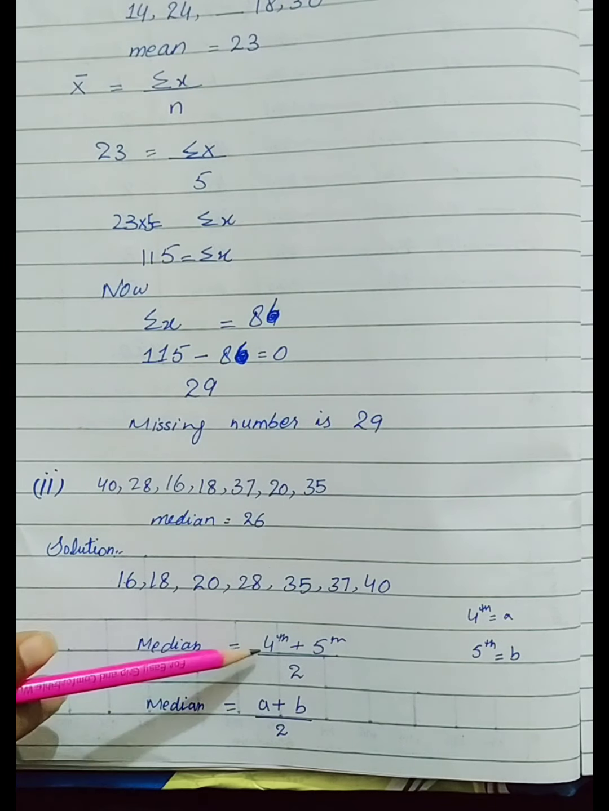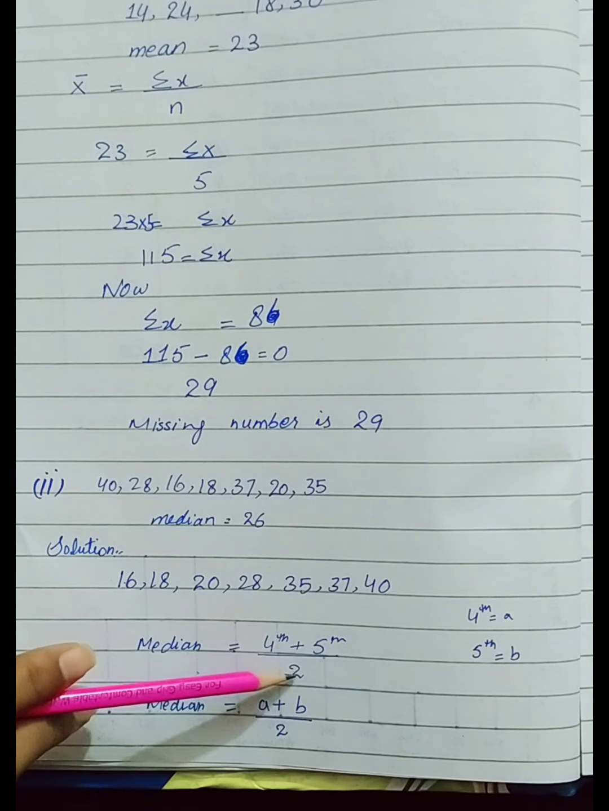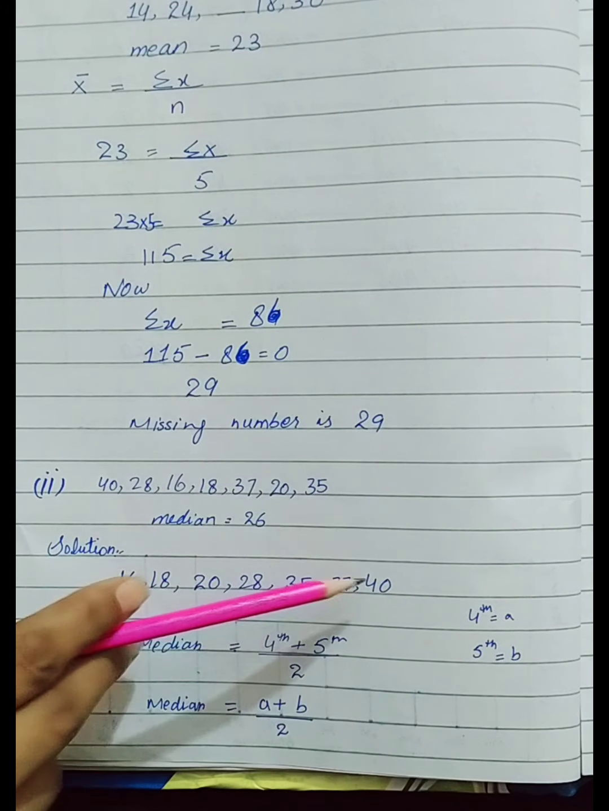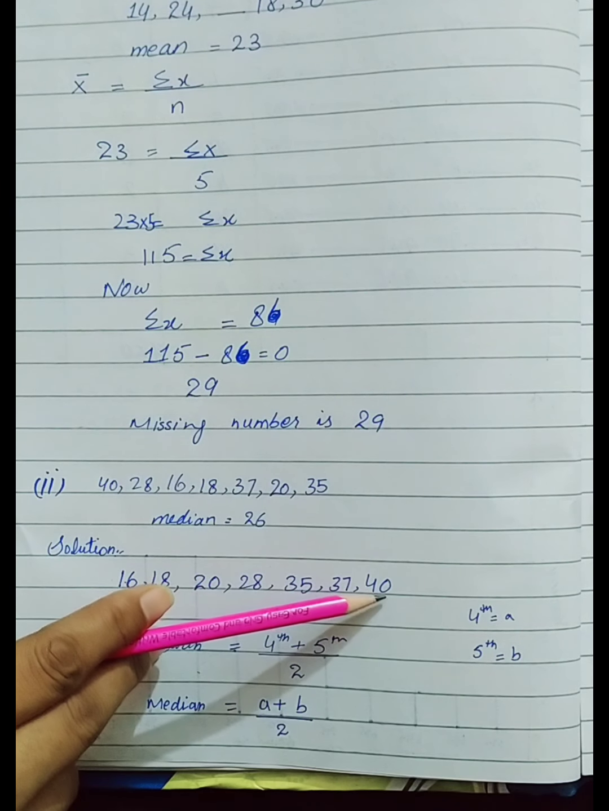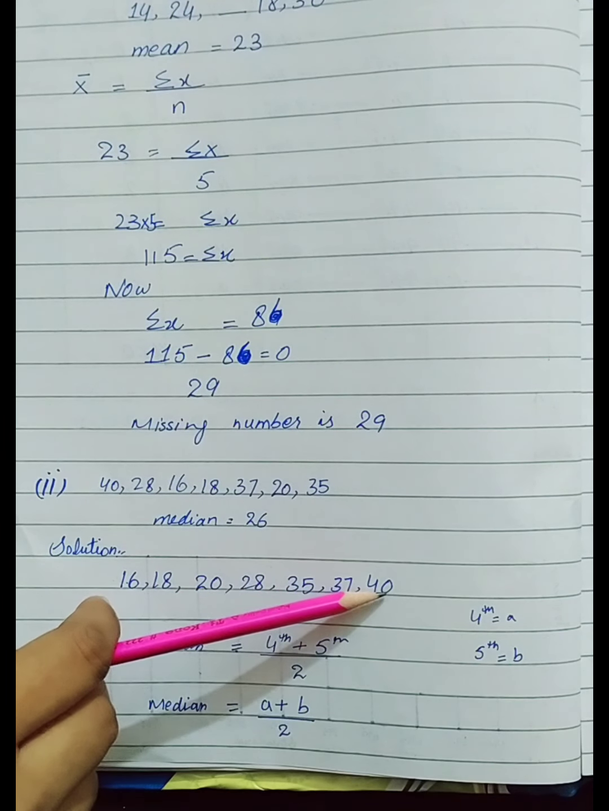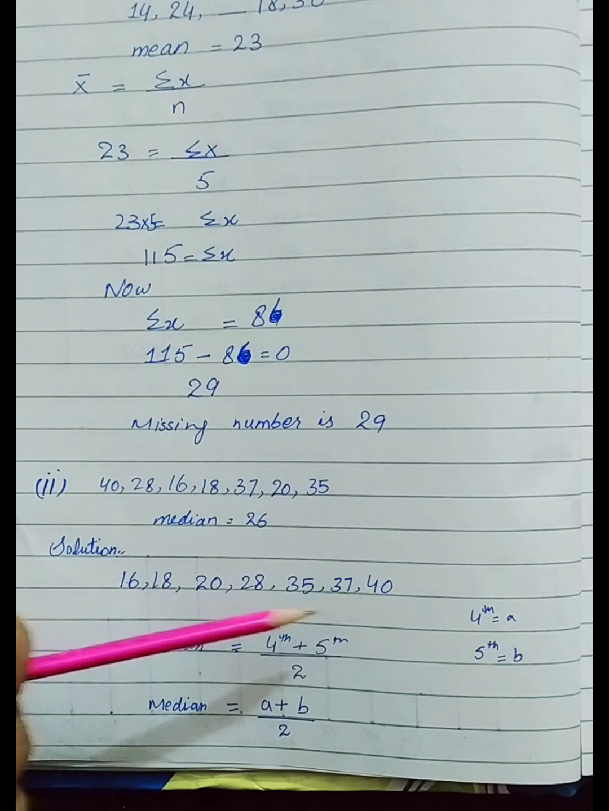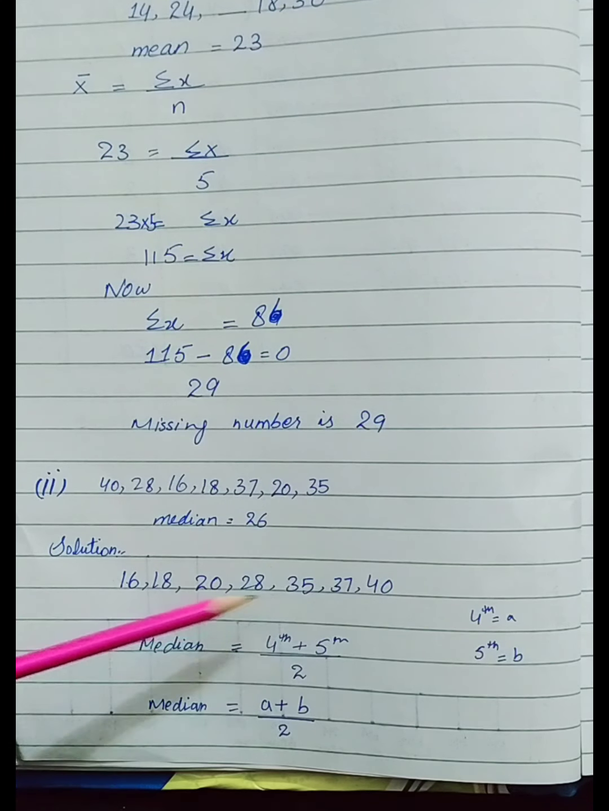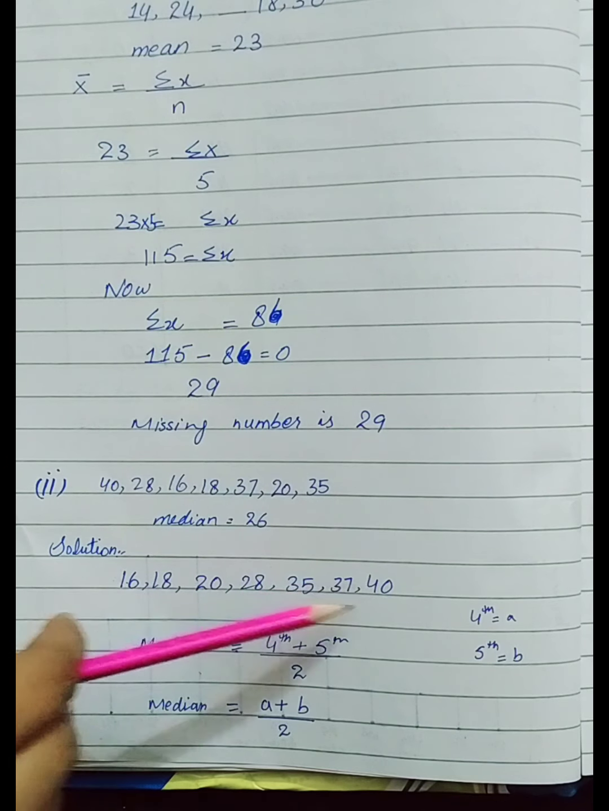Then median equals 4th plus 5th term divided by 2, because we have 1, 2, 3, 4, 5, 6, 7 and one value is missing. The total is 8 values. According to 8 values, we subtract 2 values from this and we have 6 values, and 6 divided by 2 we get 3. So we skip 3 values from the start and 3 values from the last.